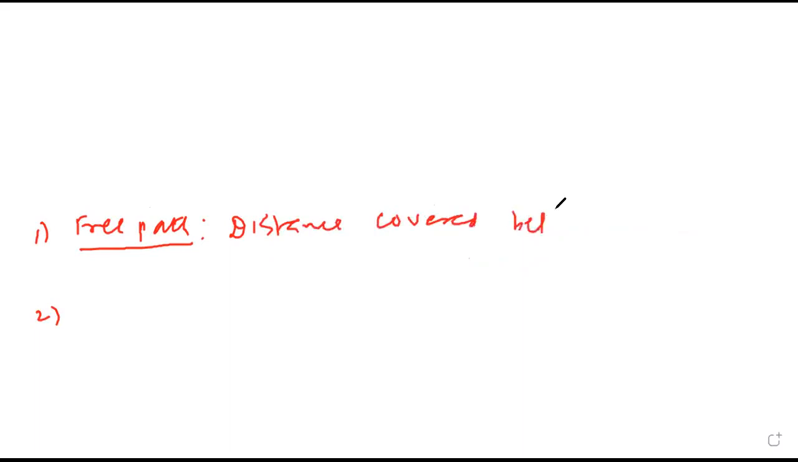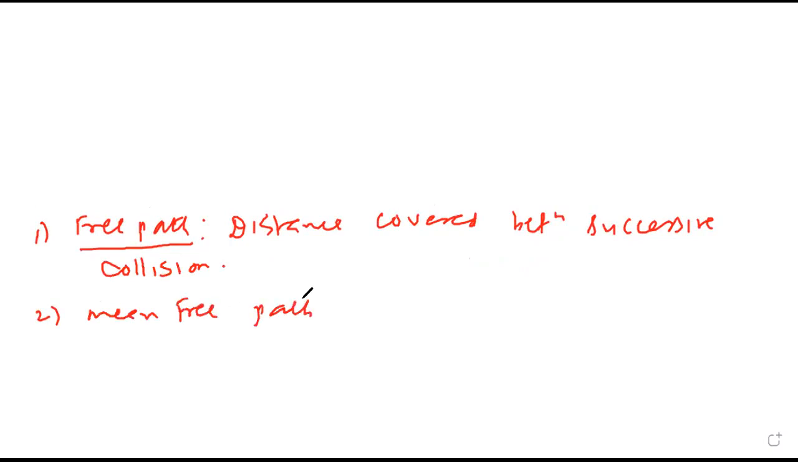I will also do the four definitions. What is free path? Distance covered between successive collisions. And what is mean free path? Average of a large number of free paths.